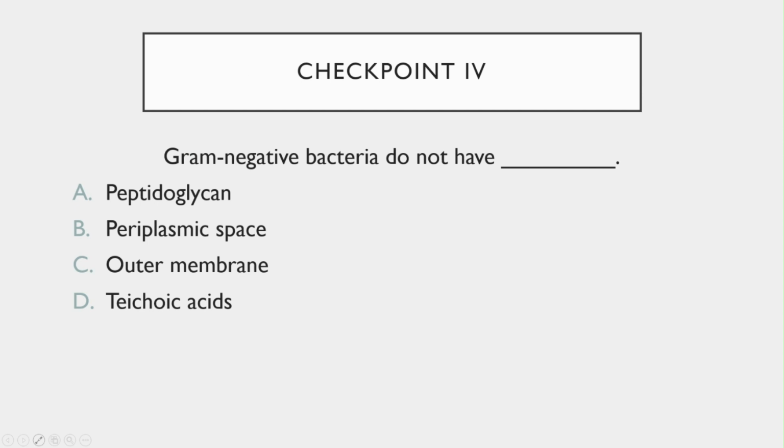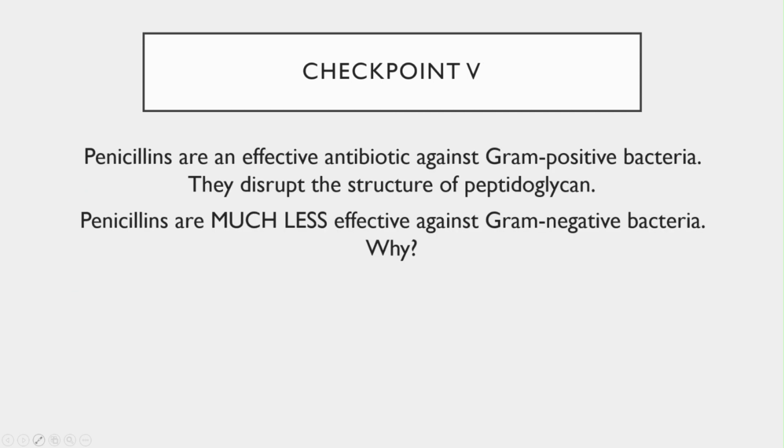Checkpoint 4. Gram-negative bacteria do not have blank. And checkpoint 5. Penicillins are an effective antibiotic against gram-positive bacteria. They disrupt the structure of peptidoglycan. Penicillins are much less effective against gram-negative bacteria. Why?